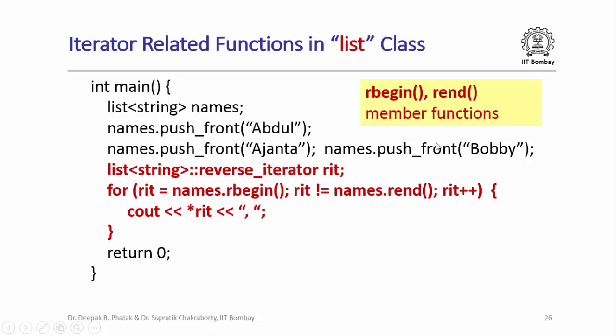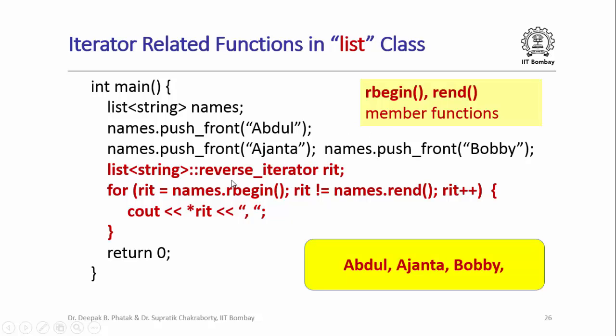So note how the list was formed here. Bobby was at the front, then was Ajanta, and finally Abdul was at the back. So when I print the list in reverse order, I'll be printing Abdul, comma, Ajanta, comma, Bobby, comma. Once again, this last comma comes from here.